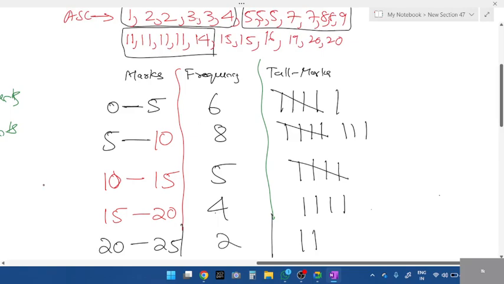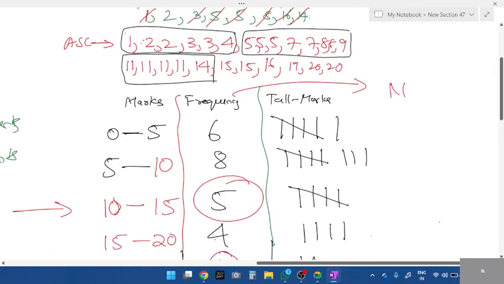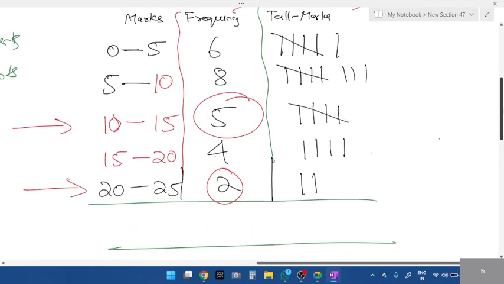Simplified. Now if the principal asks how many students have scored from 10 to 15? There are 5 students. Who has scored the highest marks? How many students have scored the highest marks? 2 students. Not 5, 2 students. See, frequency is the number of students. These are the marks of all the students. So in total, how many students are there in the class? Just count all this. This frequency will give you the number of students.